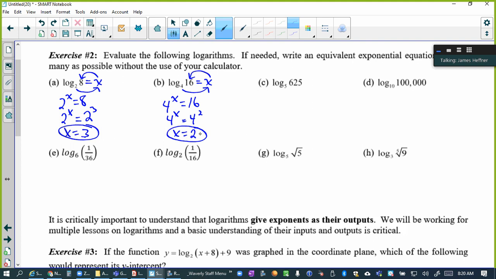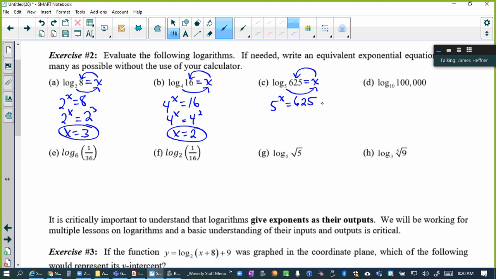Log base 5 of 625. We want to know what that equals. As I wrote it there, what would be the equivalent exponential equation? 5 to what power? Follow the arrows. 5 to the x power equals 625. Right? So now we have to write 625 as a power of 5.